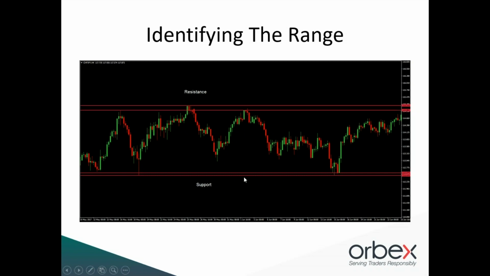So once we've identified price is in a range, once we can see price moving up and down, trapped between a high and a low point, but not making any proper directional moves, then we know that we have a range in play and we can be on the lookout for a breakout opportunity.